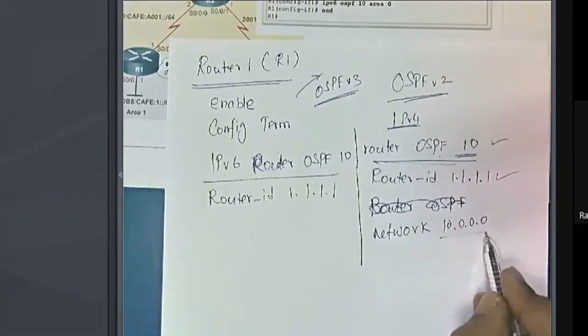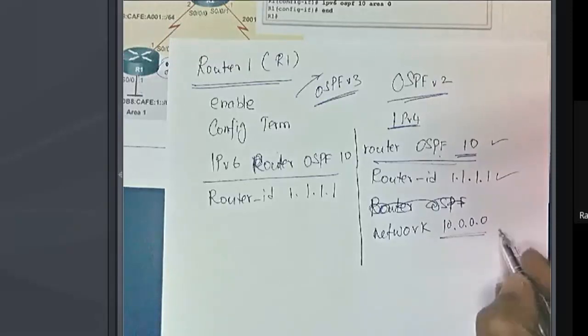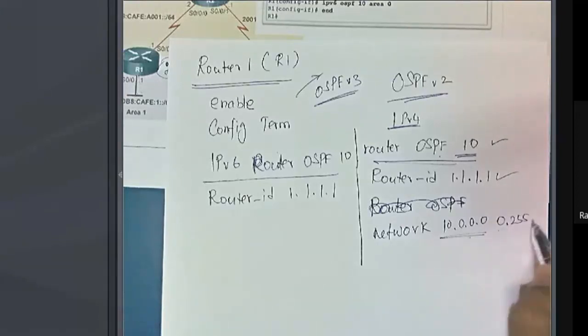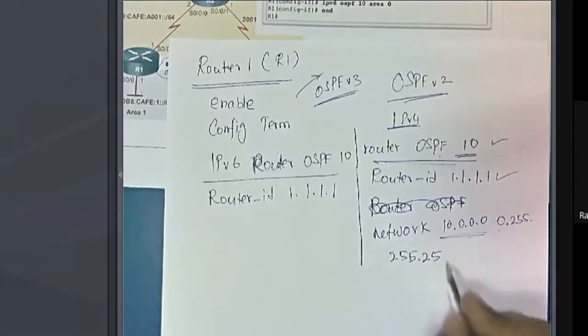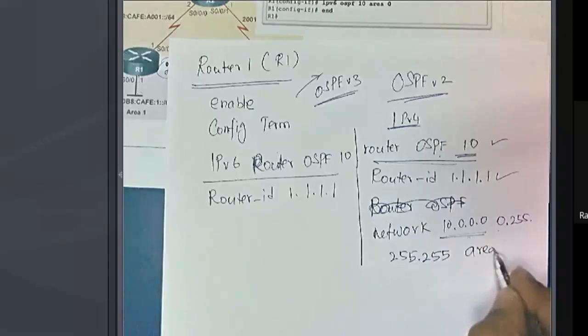So this is class A, as we discussed yesterday. I want to give the wildcard mask. Wildcard mask means opposite to the subnet mask. This is subnet mask 255.0.0.0, so opposite to that is 0.255.255.255. This is the wildcard mask. Then you will give area 0.